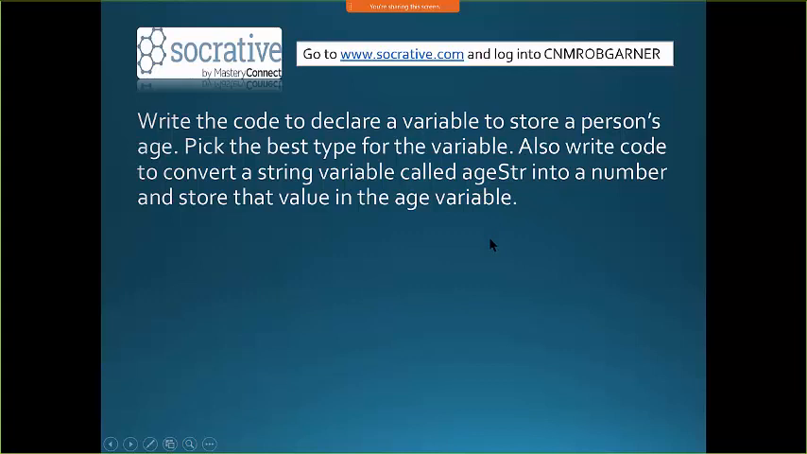So let's try this one. In Socrative, you've got a question open there right now. Let's try to write the code to declare a variable to store a person's age. You pick which is the best type for someone's age, and then write the code to convert a string variable called age_str into a number. And let's just say that after a certain point we don't say we're like 3.5 years old usually. So you're going to write code to convert a string variable called age_str into a number and store that value into that variable. So go ahead and try to write that code.